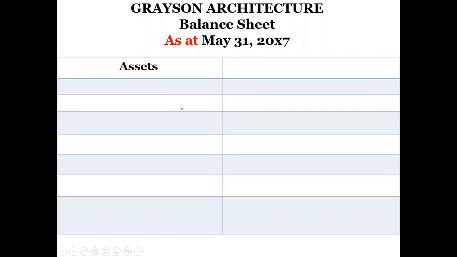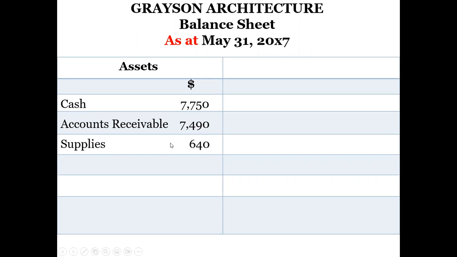So here we go, assets. Let us list our assets just as we have them there in our trial balance. And I'm not even splitting them at this point. I'm just writing them as they are. Cash, 7,750. Accounts receivable, 7,490. Supplies, 640. Land, 24,1.